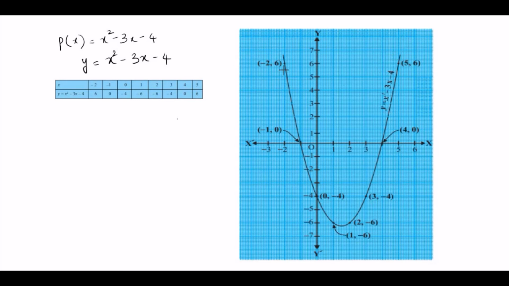You have learned in general for a graph, how will you find out the zeros? These zeros are the points at which the graph meets the x-axis, that is for which the value of y will be 0. So here you can see (minus 1, 0) and (4, 0) are the 2 points at which the graph meets the x-axis. So these x coordinates will be the zeros of this polynomial. So you have got minus 1 and 4 as the zeros of this quadratic polynomial x square minus 3x minus 4.